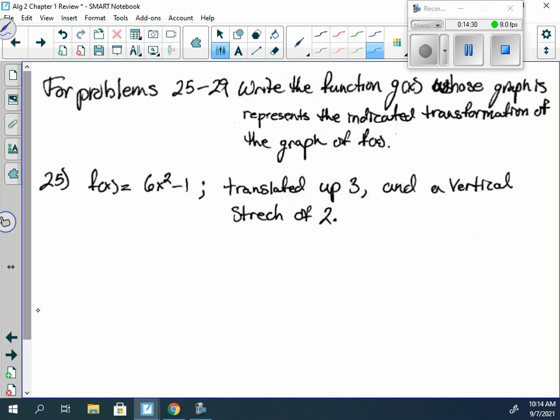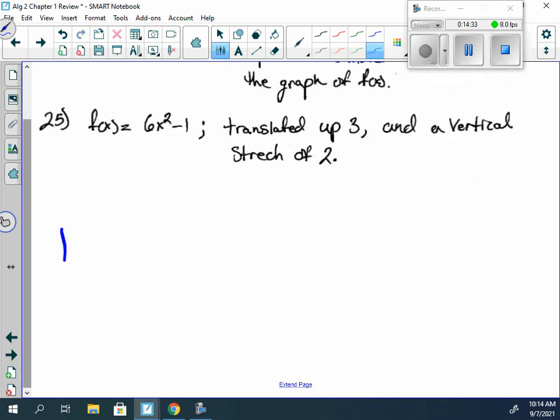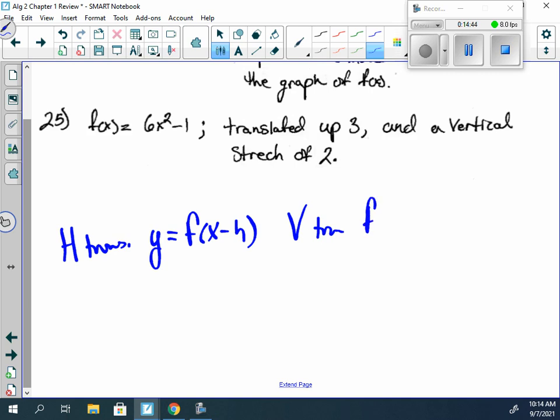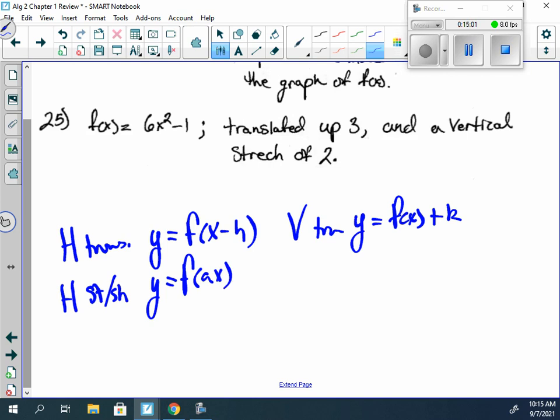For all of these here, because our horizontal translations, our left and right, was y equals f of x minus h. Our vertical translations was y equals f of x plus k. Our horizontal stretch or shrink was y equals f of a times x. Our vertical stretch or shrink was y equals a times f of x.